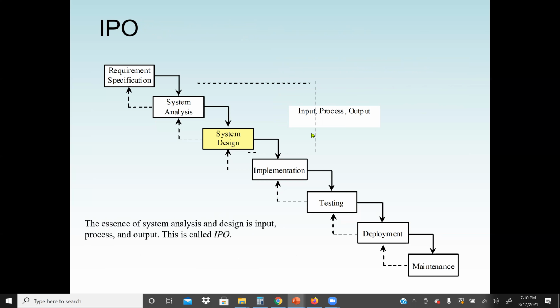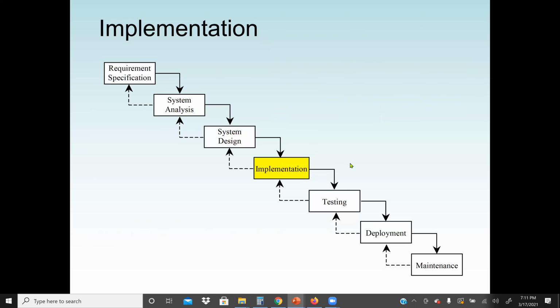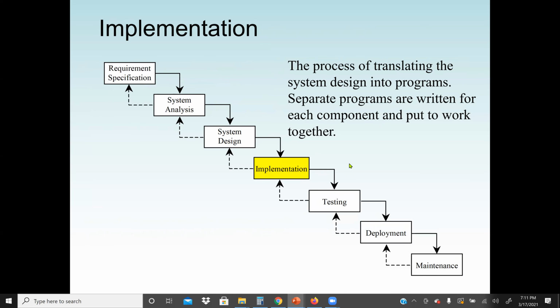So we know the program always goes with the input, processing, and also the output. So the essence of system analysis and design is the input, processing, and the output. Next step, again, we are going to do the implementation. This is the phase that we are going to use our Java programming tool. We are going to write the code based on the design that we have. So the process of translating the system design into programs.